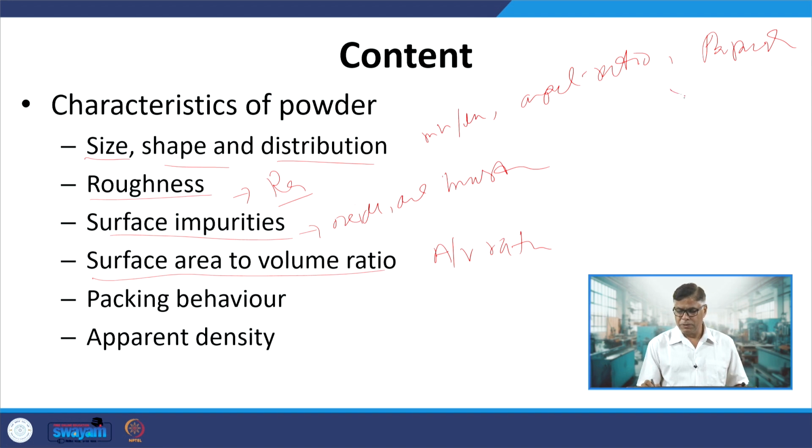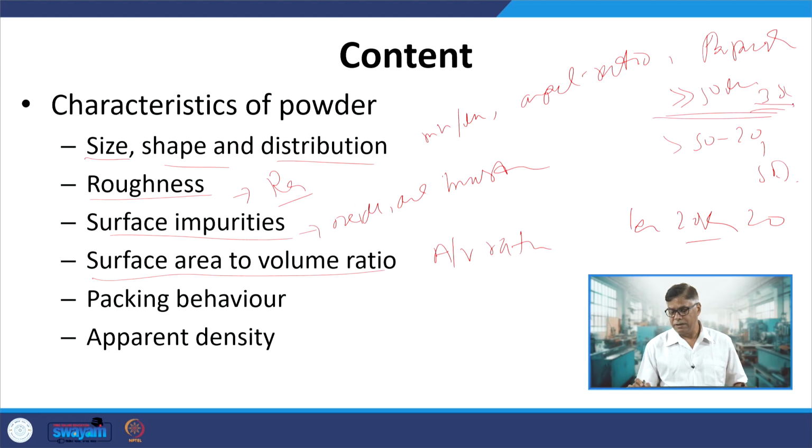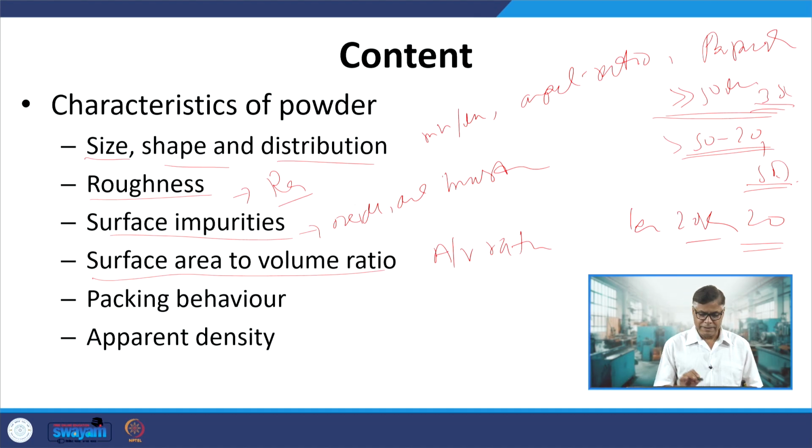For example, powders greater than 50 micrometers, 30%; powders between 50 and 20 micrometers, say 50%; and 20% less than 20 micrometers. So we can say the coarse particles are 30%, the medium size powder particles are 50%, and the small size particles are 20%. This is about the distribution: what is the proportion of particles in the different size ranges?